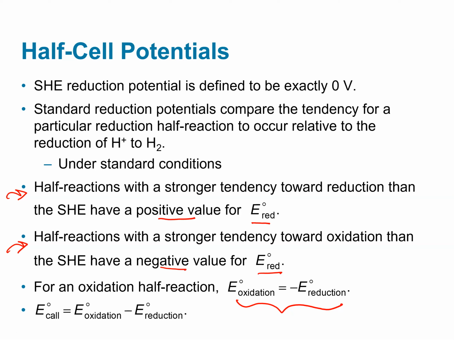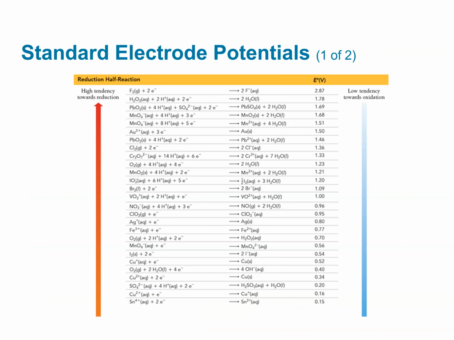Now, what's really important is when we're determining the overall standard potential for a cell coupling two half reactions, we have to know which half reaction is the oxidation reaction, which one is the reduction reaction. And the delta between those two is always the oxidation half reaction minus the reduction half reaction. And that will give us, that says call, but it should say cell, the standard potential for the cell. So let's see what that looks like.